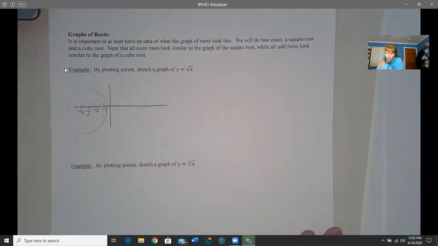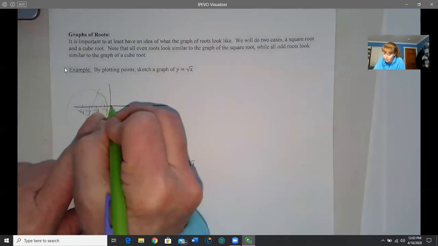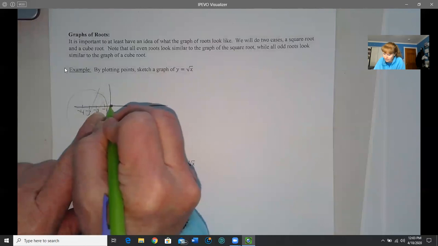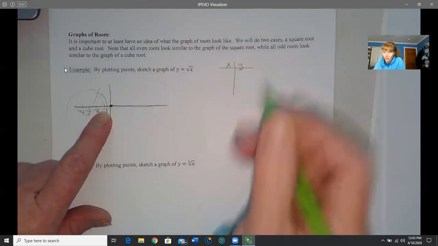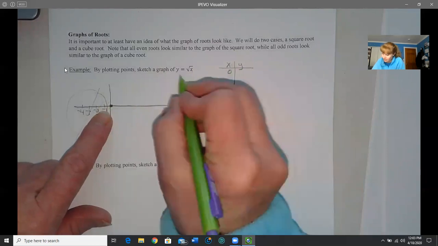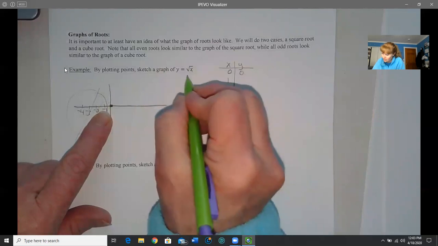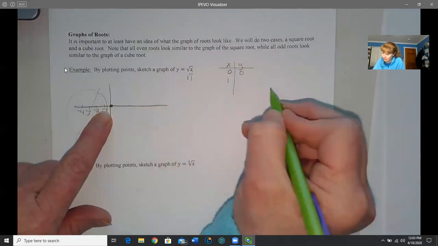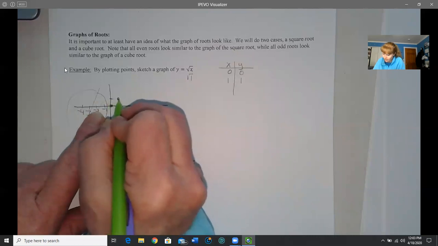Our first number we can use would be 0. Square root of 0 is 0. Let's plot some points. So if x is 0, y is 0. What if x is 1? What's the square root of 1? Well, it's 1. So we'll go to 1, 1.